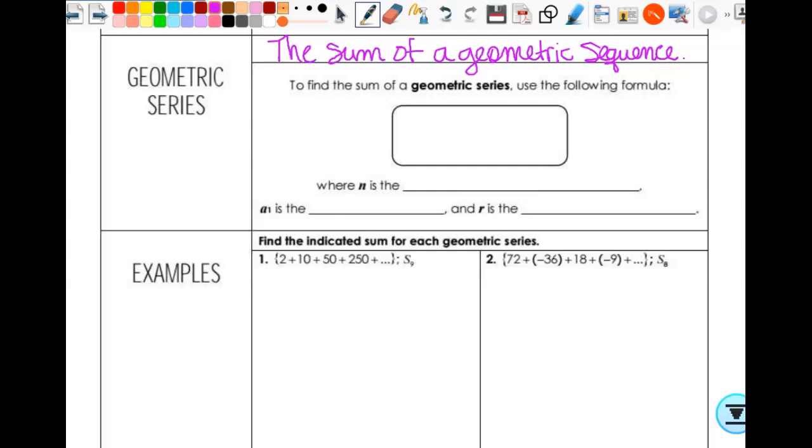All right, so to find the sum of a geometric series, we have a formula, just like we did for arithmetic. It is the sum of however many terms we're talking about equals, and we have a big old fraction. In the numerator, it's a1 times 1 minus r to the nth power, over 1 minus r.